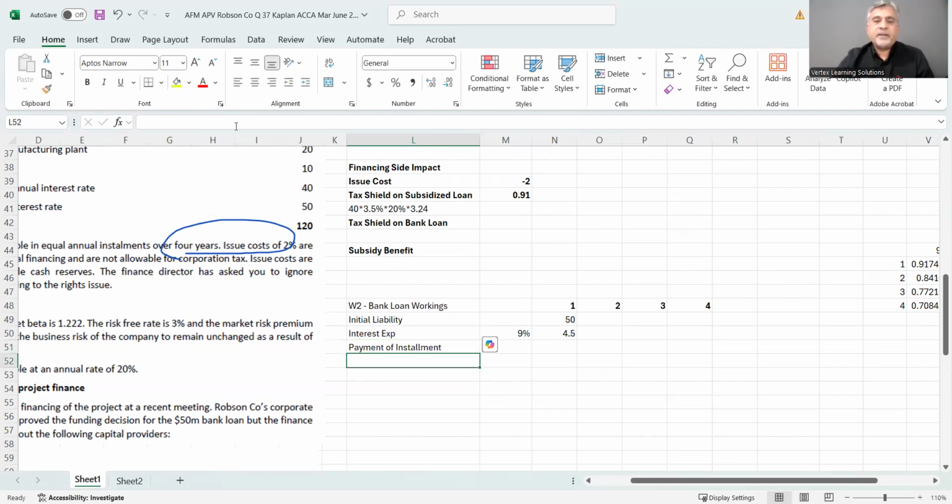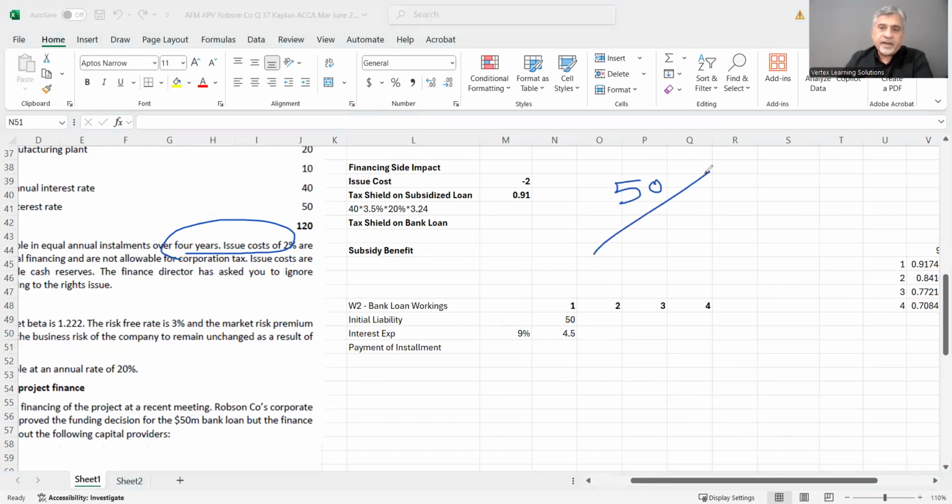How much should I pay? Equal installment. How do you find out 4 equal installments? The rule there was that you take your initial amount, which is 50 million, and you divide it by the annuity factor.